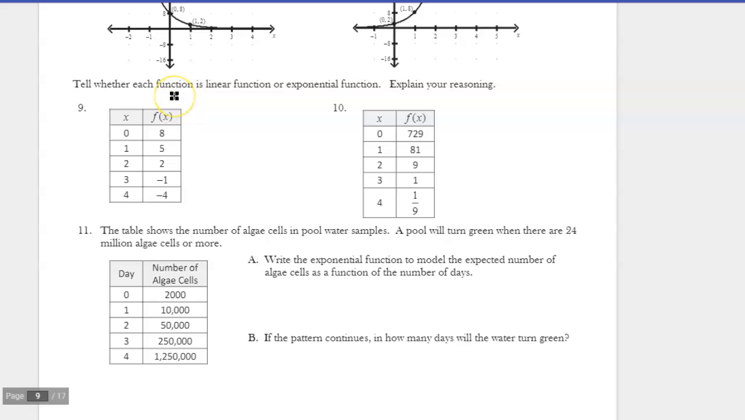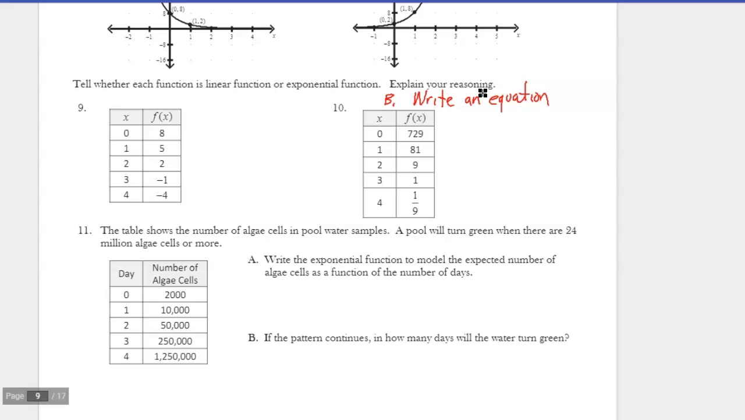So it says, tell whether it's linear or exponential. Explain your reasoning. And as a bonus here, for part B, I want you to write an equation. That's something we've already done. Linear we've done since the beginning of the year. Exponential we just learned this week. So I want you to write some equations that go with it. And then this one down here is just a little story problem. And again, write an exponential function.